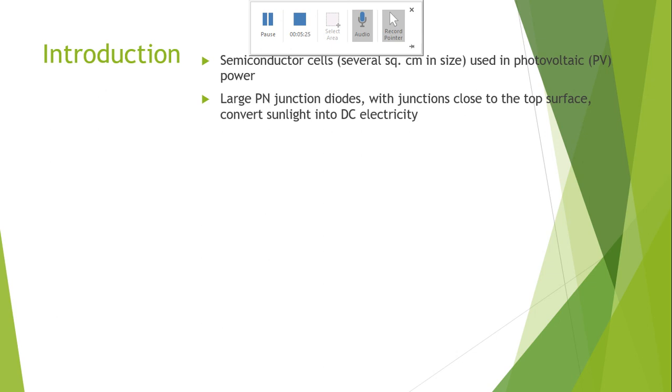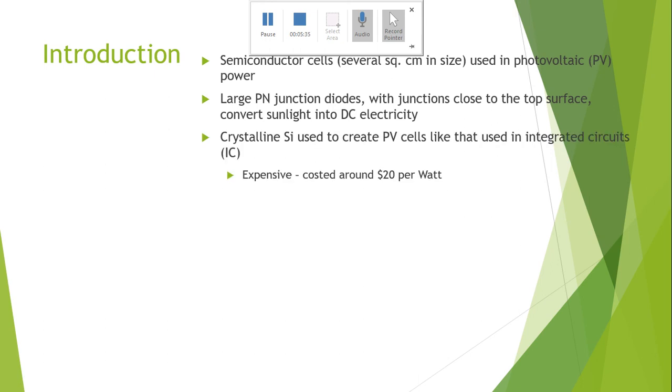Large PN junction diodes are the main components of the photovoltaic technology, with junctions close to the top surface, converting sunlight into DC electricity. Crystalline silicon is used to create photovoltaic cells that are used in integrated circuits.